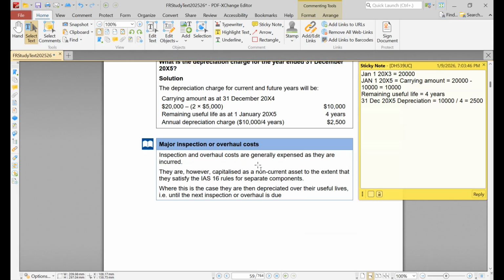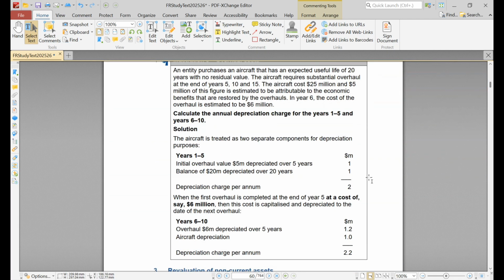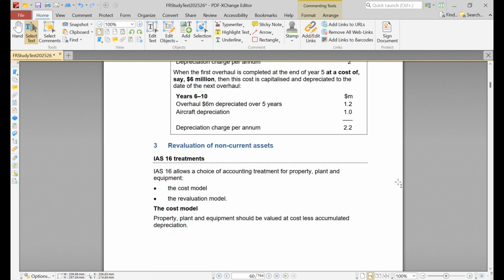Next, inspection and overall costs are generally expensed as they are incurred. They, however, are capitalized as part of a non-current asset to the extent that they satisfy IAS 16 rules for separate components. This is the same point which was discussed in the subsequent expenditure topic, that any inspection overall costs are to be capitalized if they qualify under the criteria. This is a pretty self-explanatory illustration.